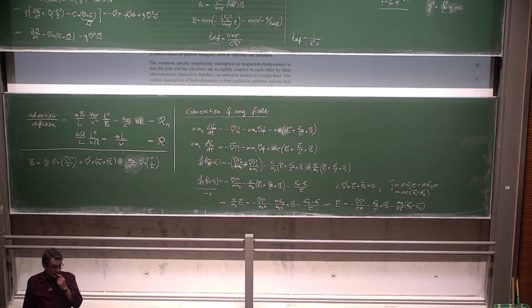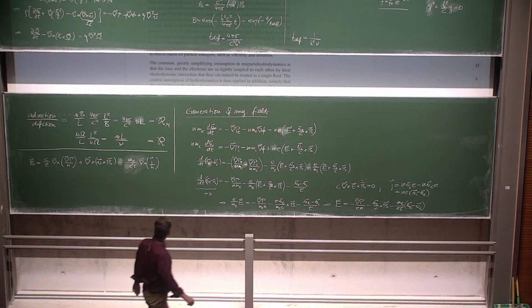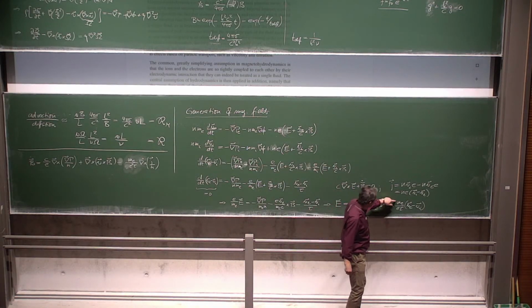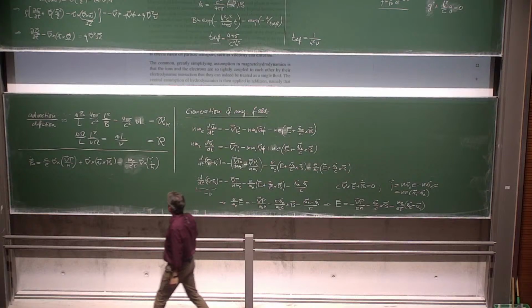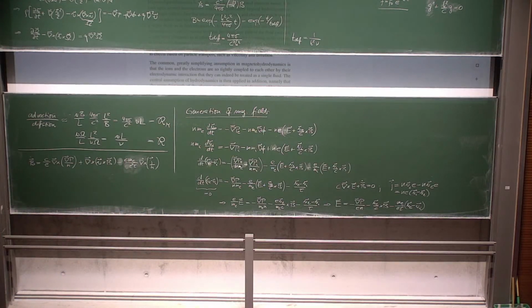Okay? m_e divided by n e. And then I need to take the curl, and I need to multiply with the speed of light. It's like sprinkling over a dish. All right.